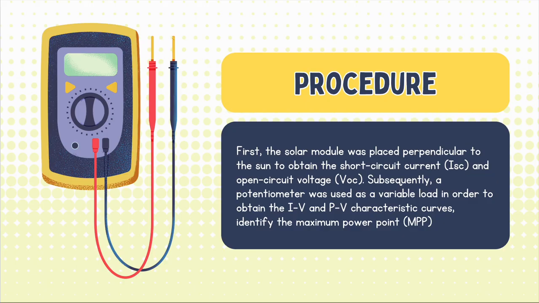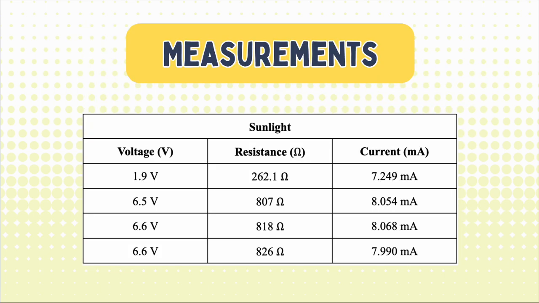So we did this by placing our module perpendicular to the sun to obtain the short circuit current and the open circuit voltage. And with a potentiometer, we measured the current and the voltage to get the characteristic curves and the maximum power point. These were some of the measurements that we got when we had sunlight.